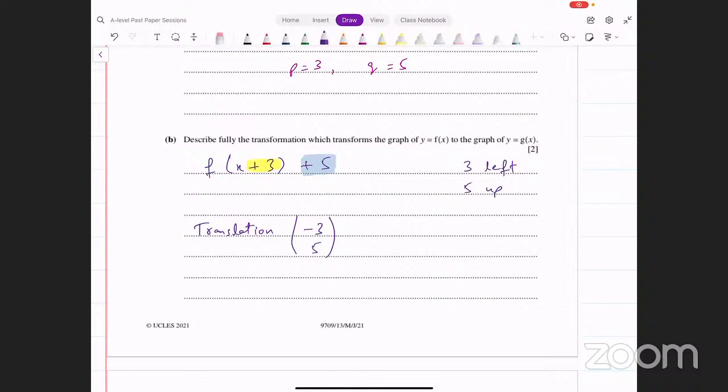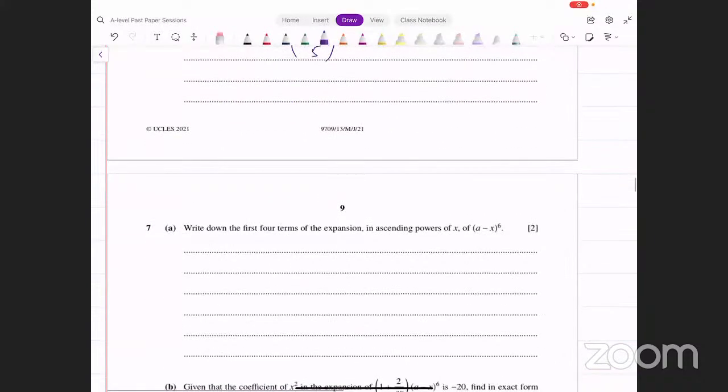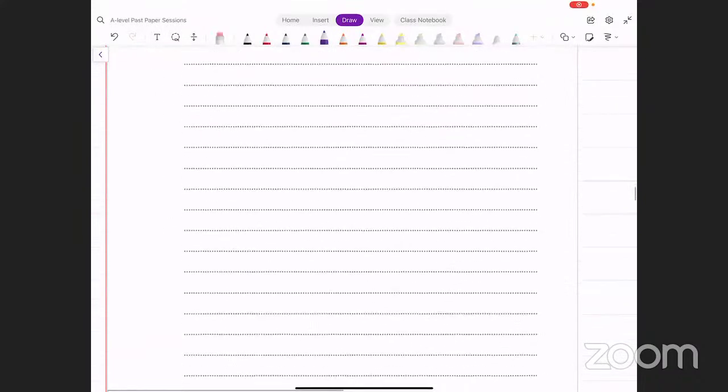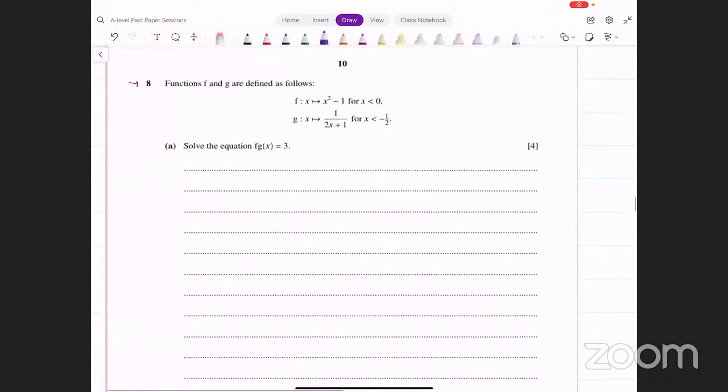Next we have question number 7. This is binomial, ये आप कर सकते हैं. Question number 8. Again, we've got functions. Functions f and g are defined as follows. We've got two functions. सबसे पहले इसका equation solve करें. f g of x equals 3. That's relatively straightforward. Let's start with that.